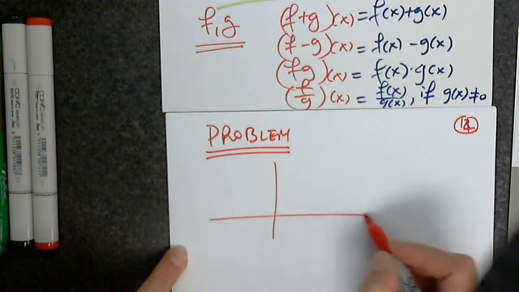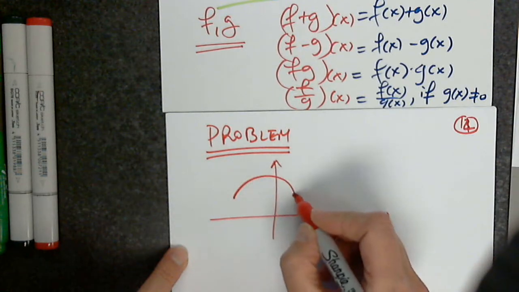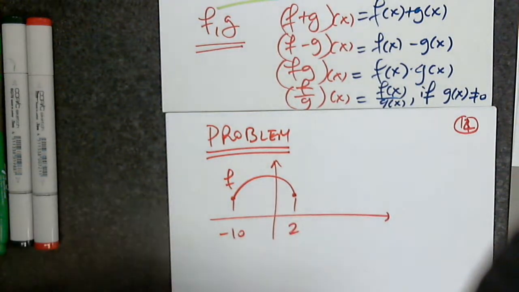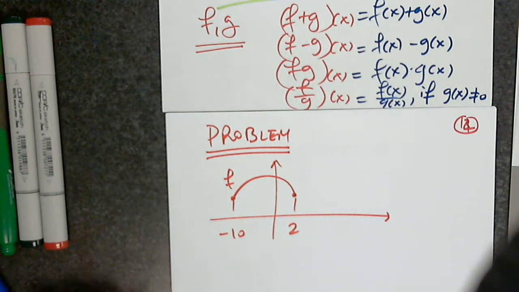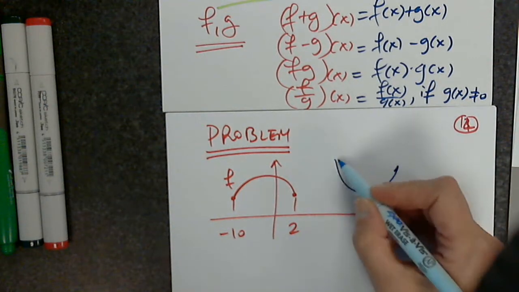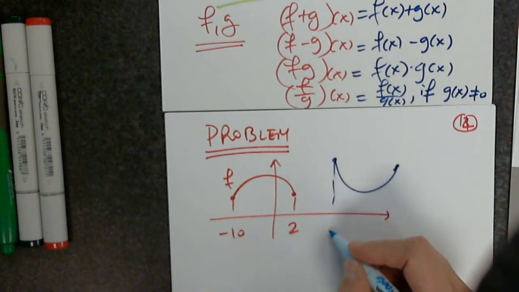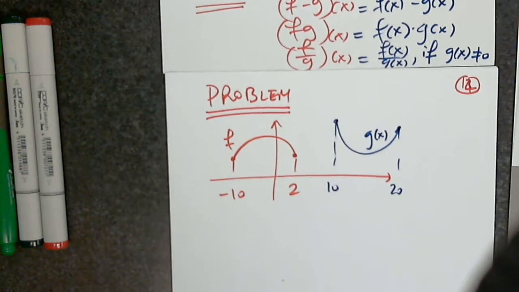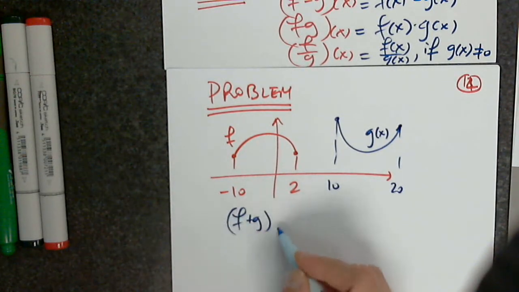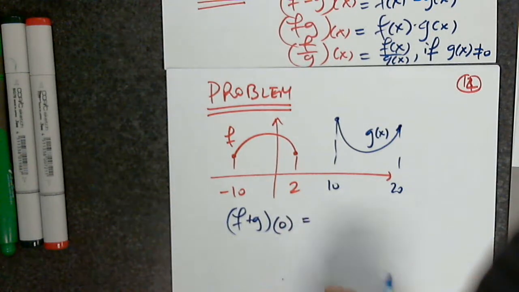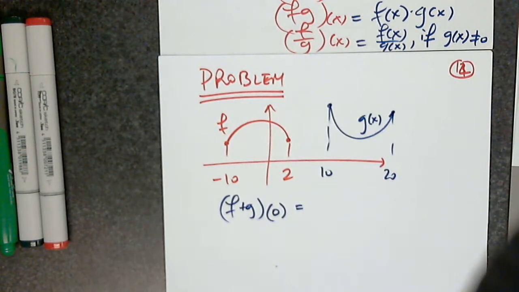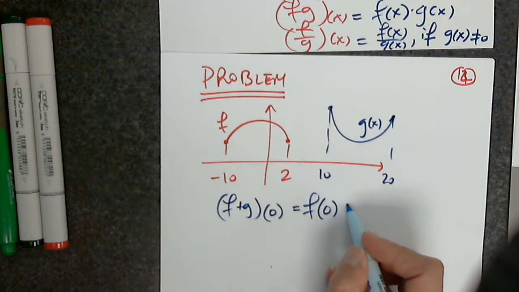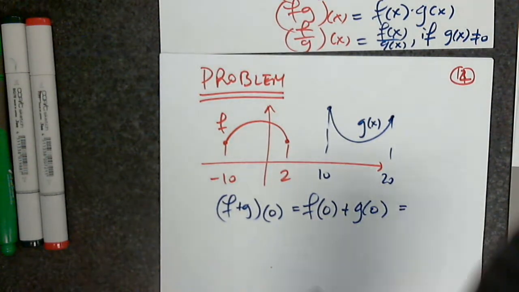So here's the potential problem. Let's say this is f, and I'm going to say the domain is between -10 and 2. And let's say this is g, and I'm going to say it is between 10 and 20. And I'm going to ask you, find f plus g of 0. What would you write? By definition, you will write f of 0 plus g of 0.